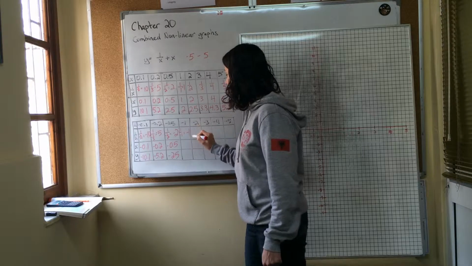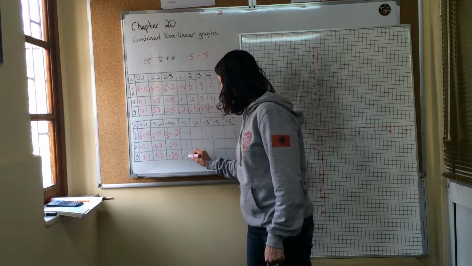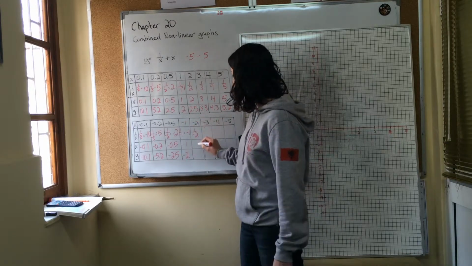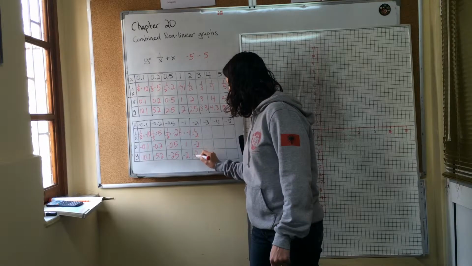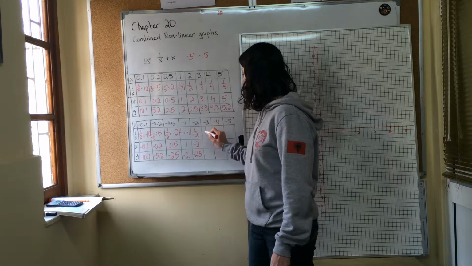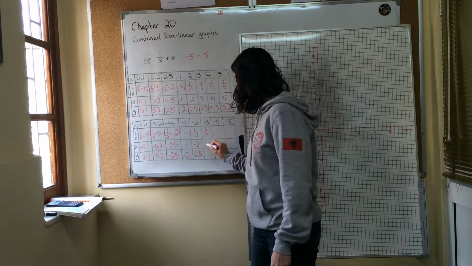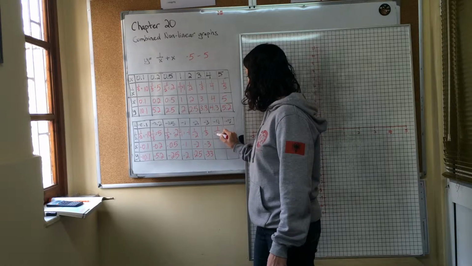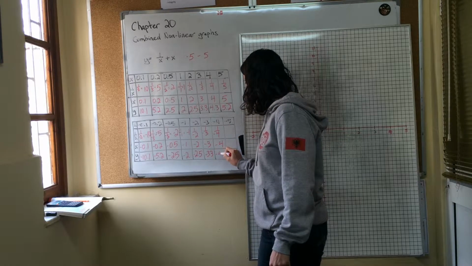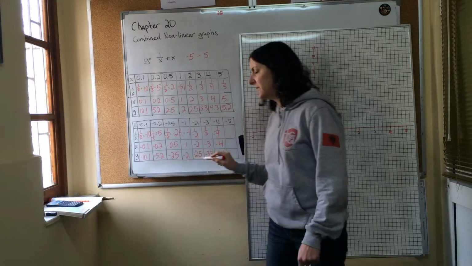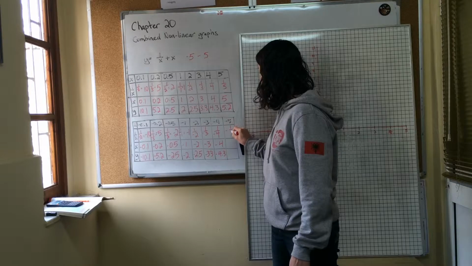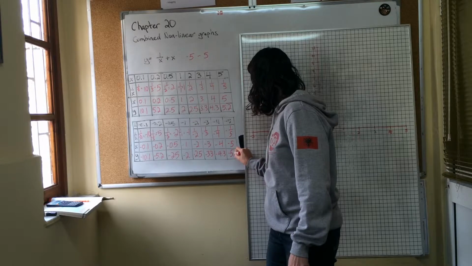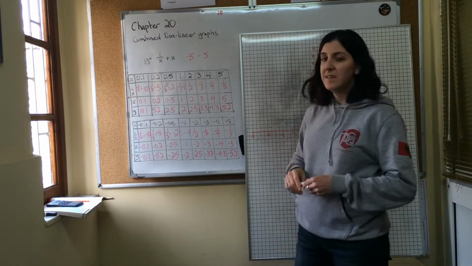1/-1 is the same thing as -1, plus -1 is -2. 1/-2, we can just leave, that's -0.5, plus -2 is -2.5. -1/3 plus -3 is -3.3. 1/-4 plus -4 gives us -4.3, again, we're going to round that. And -1/5 plus -5 gives you -5.2.